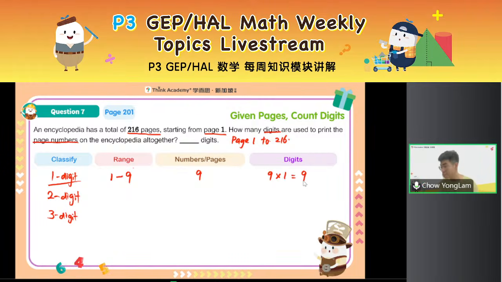All right, now let's move on to the 2-digit numbers. After 9, I will write page 10, and 10 is a 2-digit number. So I keep writing 10, 11, 12, 13, 14. Where do I stop? Is it all the way to 216? No, I went through every 2-digit number up to 99. So 10 to 99 are my 2-digit numbers.